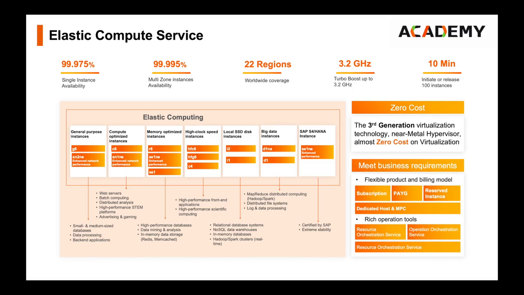The elastic compute service offers an SLA of 99.975% for a single virtual machine, which is very, very high, 99.995% for multi-zone virtual machines, and our elastic compute service is deployed in all 22 of our worldwide regions. Our machines all use modern Intel Xeon CPUs, sometimes with CPU frequencies up to 3.2 or even 3.8 gigahertz, and you can initialize or release up to 100 of these virtual machines in as little as 10 minutes.